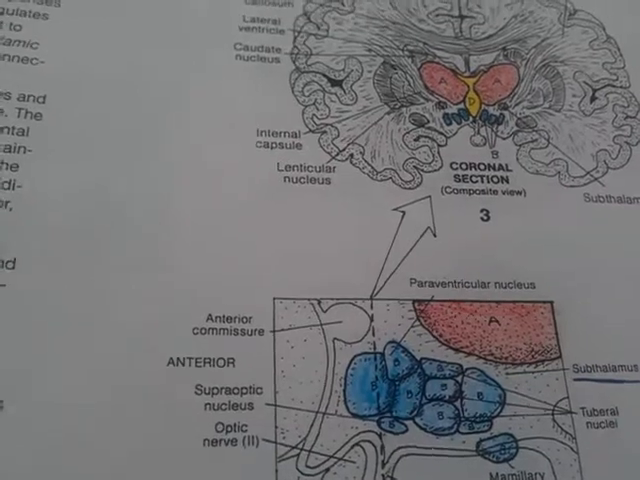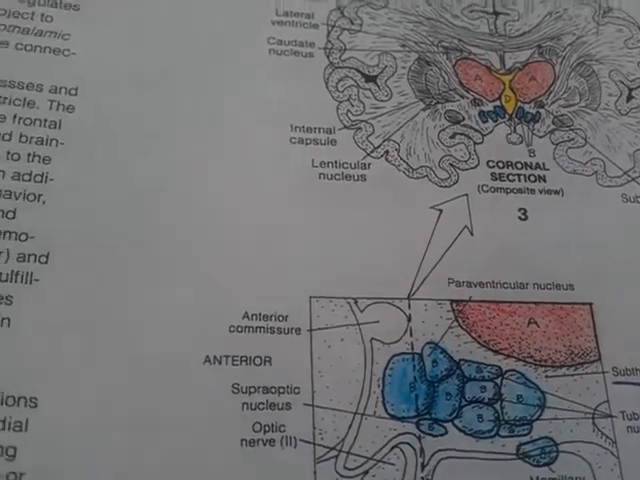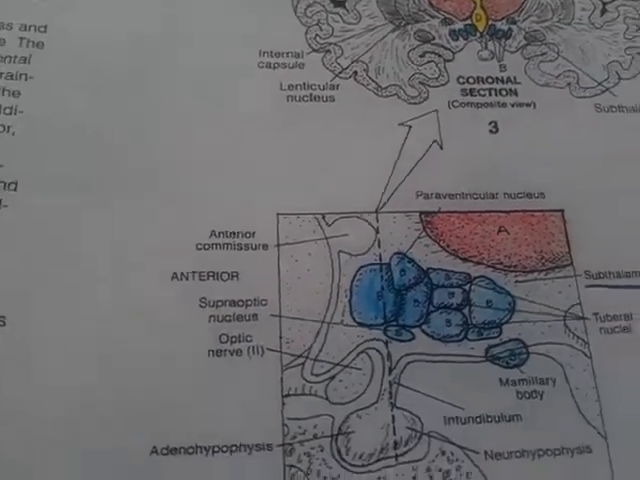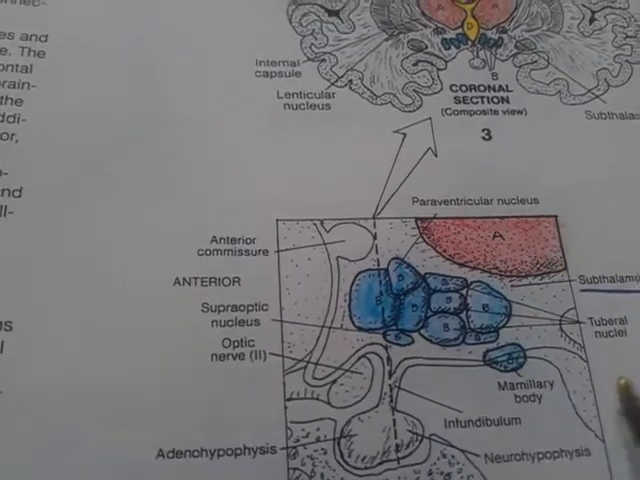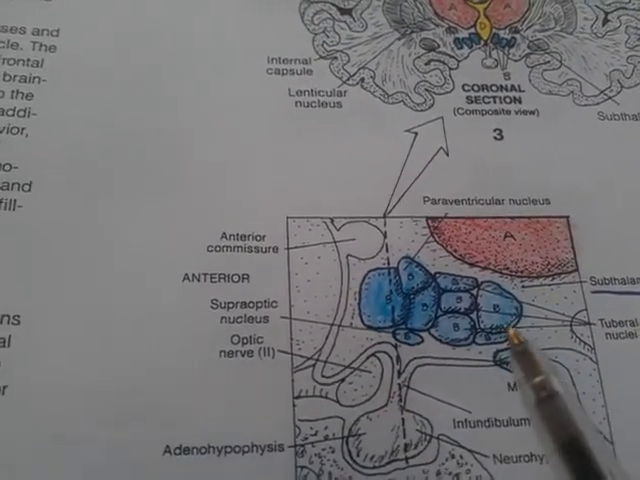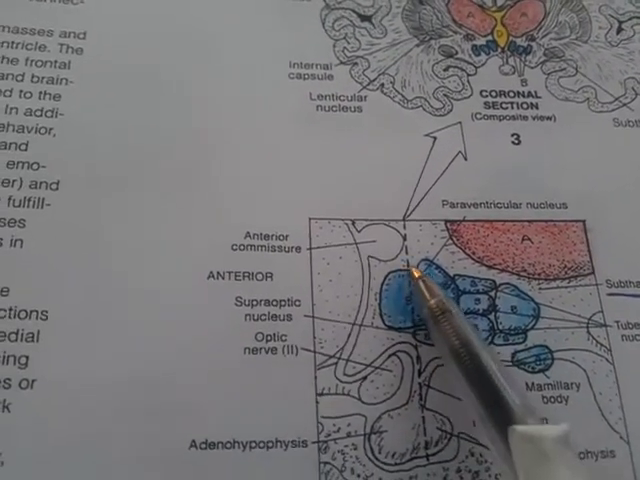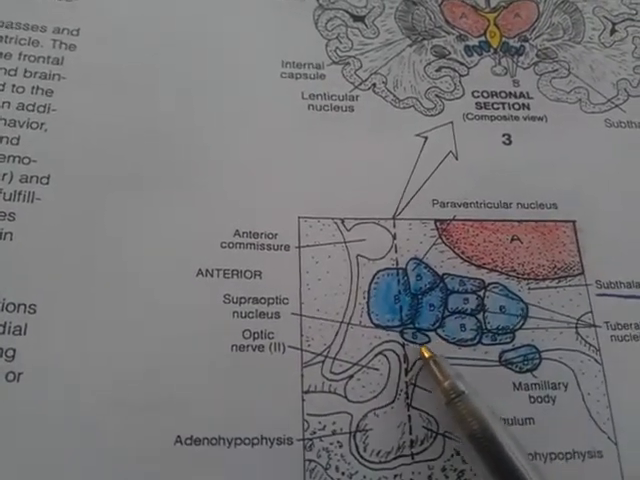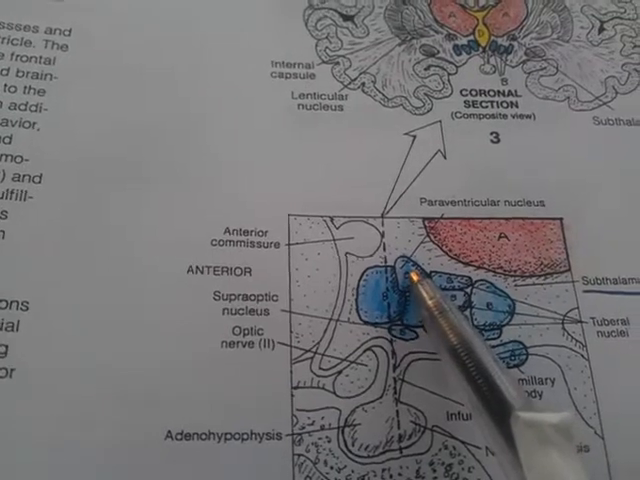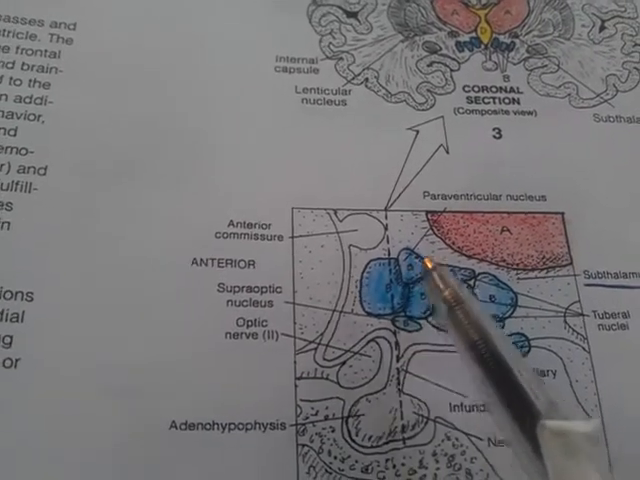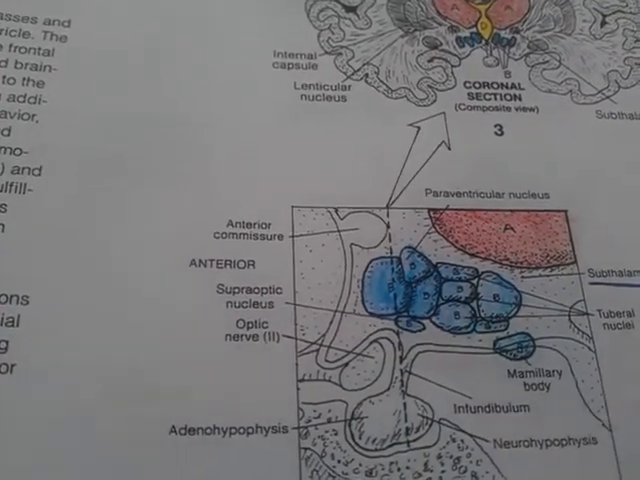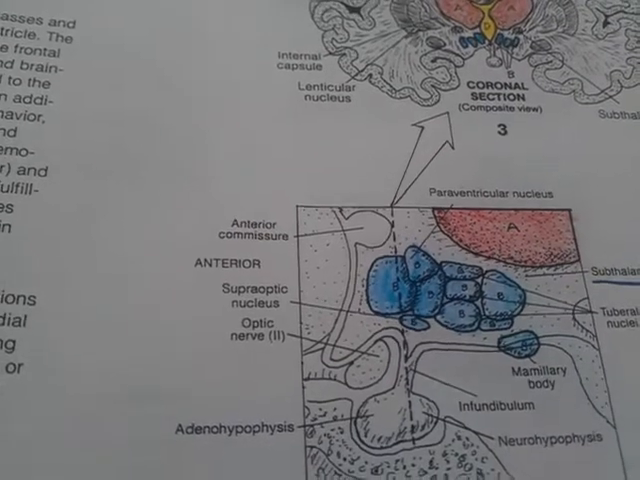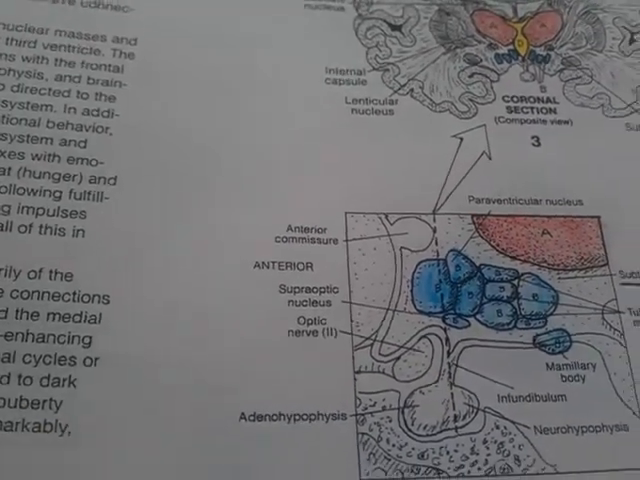The internal structure is gray matter, and it is subdivided into the anterior hypothalamic region, where you have supraoptic and paraventricular nuclei. These produce neurohormones like oxytocin and antidiuretic hormone.